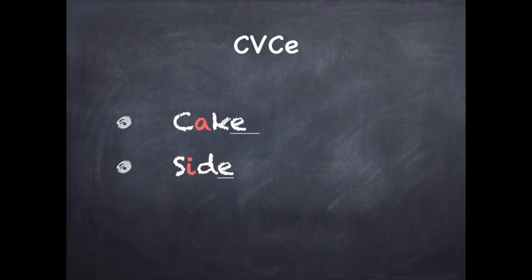So, a quick review, that bossy E or the CVCe pattern. When I have an E at the end of a word, it makes the vowel in the middle say its name. So in ache, I know that bossy E that's underlined makes the A say A. It's not an A, it's an A. Or in side, side, side. I know that bossy E makes the I say its name.